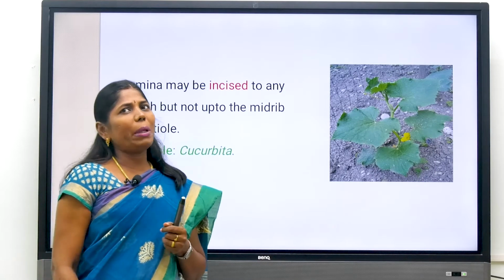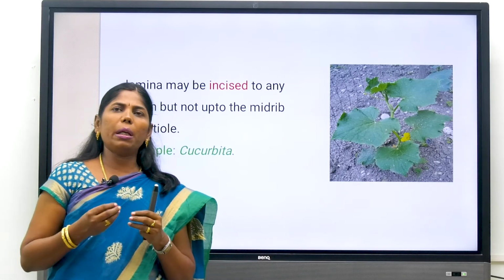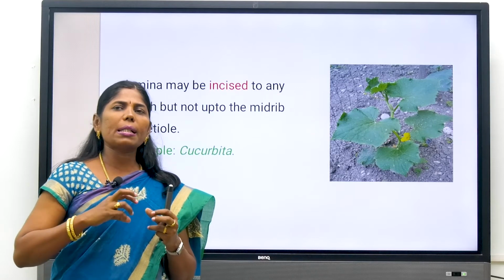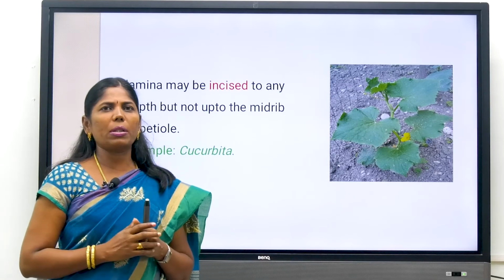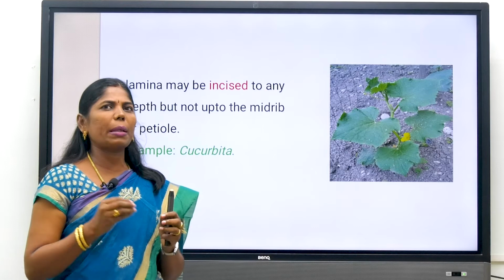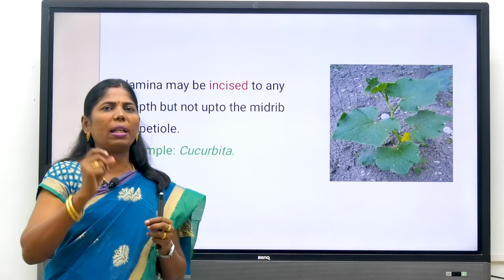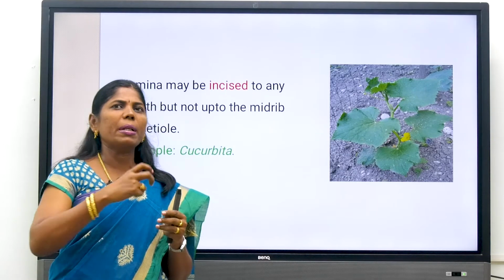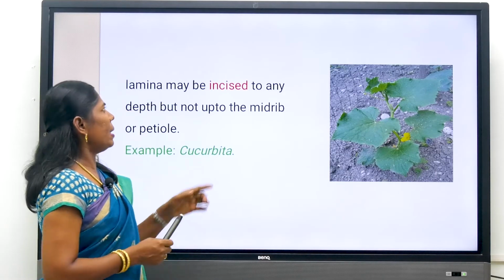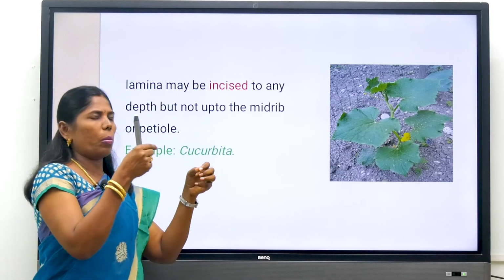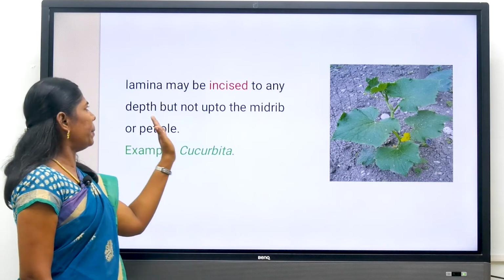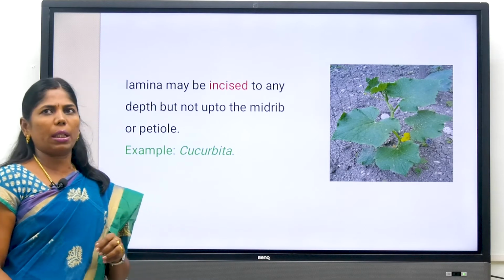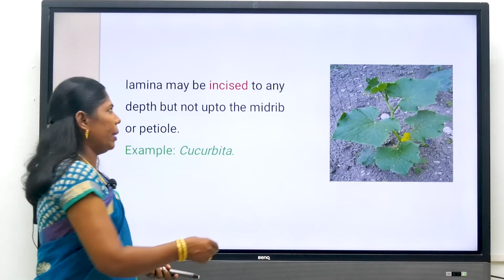So the lamina may be incised. The lamina may have segments. If segments are there, then we call it a segmented leaf. Leaflets, or segmented leaflets, means small leaves are considered leaflets. So segmented means they have some segments, that is incised. Incised means it goes inside the margin, so the depth does not go up to the midrib or the petiole. An example is cucurbita.